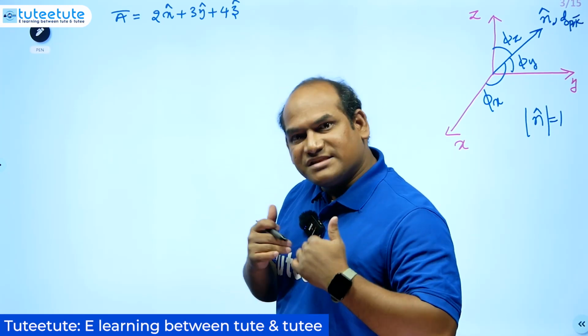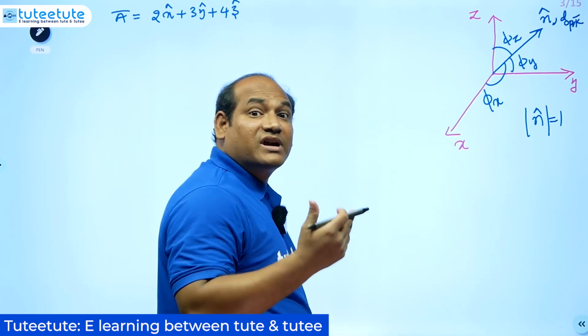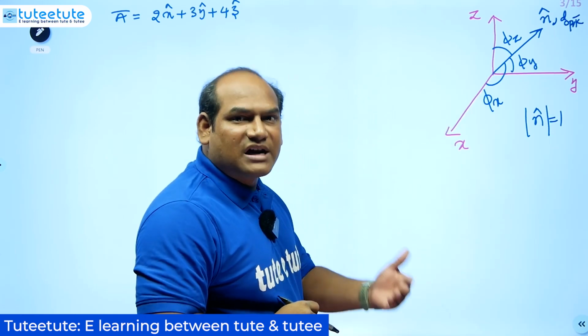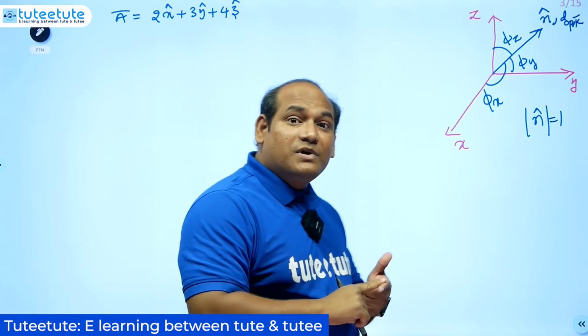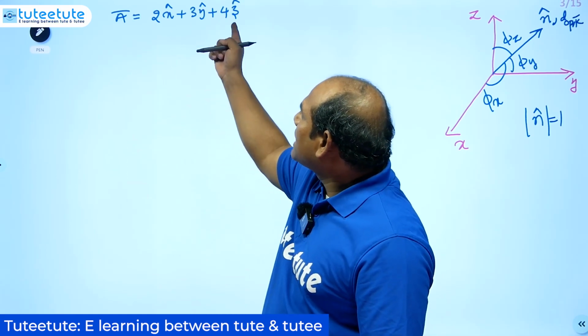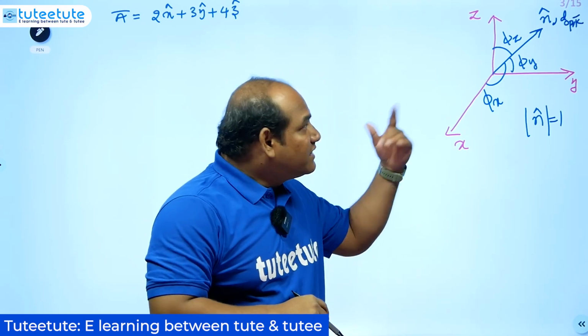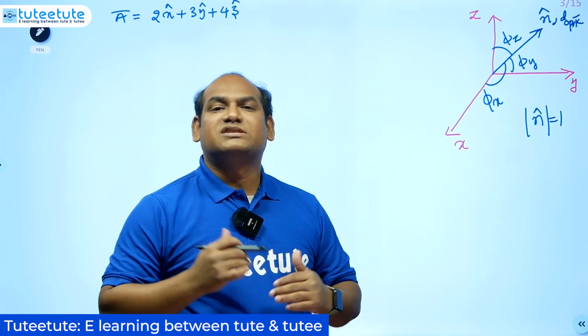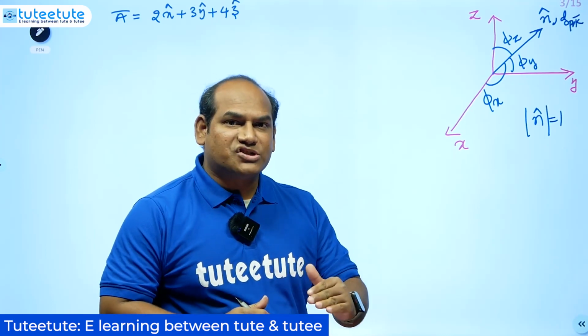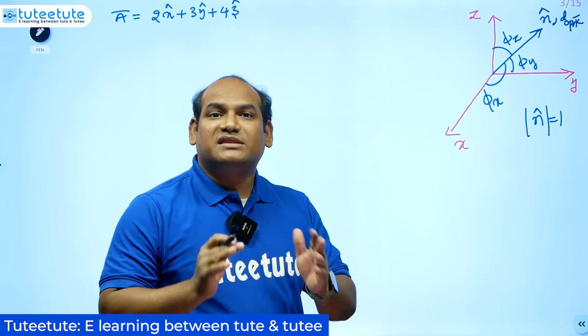Similarly, here my job is to get the n cap representation vectorially. For that purpose, what do I need to have? The n cap projections I need. Here a bar projections are 2, 3, 4 on x, y, z. Like that, what are the projections of n cap on x, y, z? That is what I need. So for that, what do we need to do?